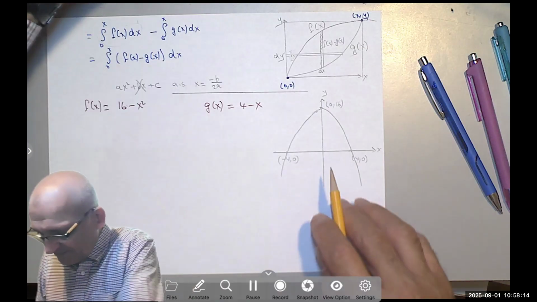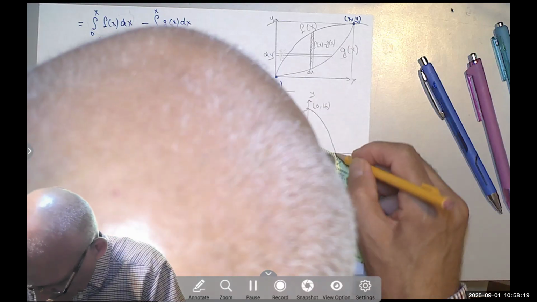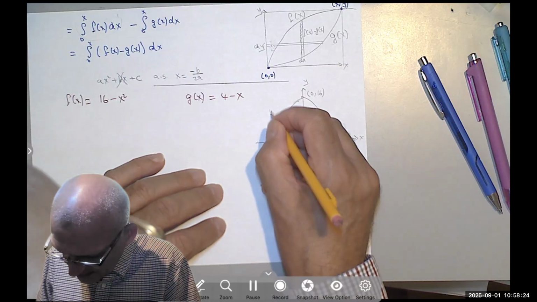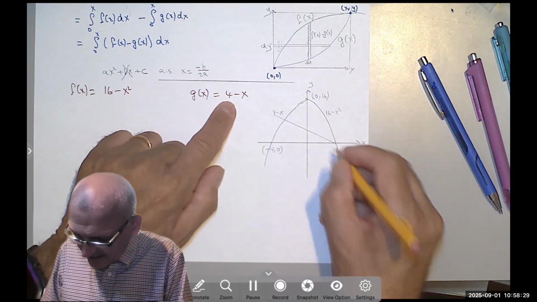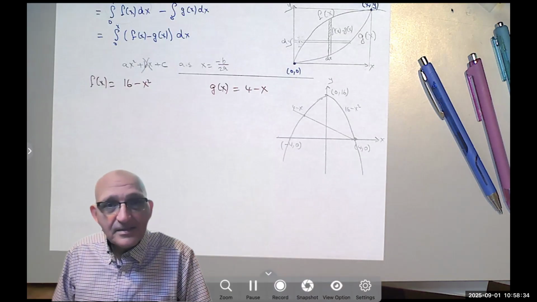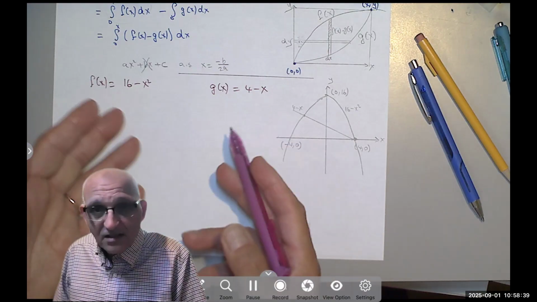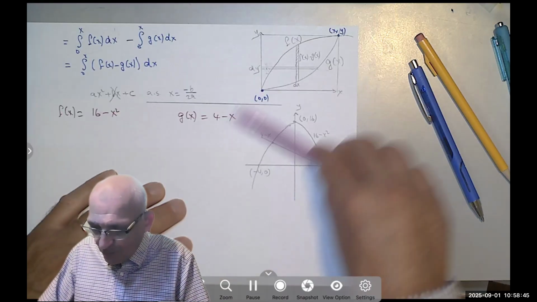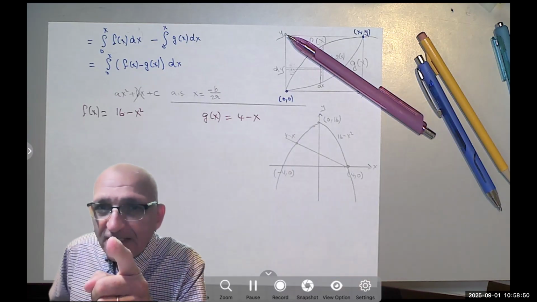And then we have 4 minus x, and this is 16 minus x squared. They intersect here, but where do they intersect on the other side? If I want to find the points of intersection, I can have one of three cases. If this line is away, you get no intersection. How do you relate to algebra?